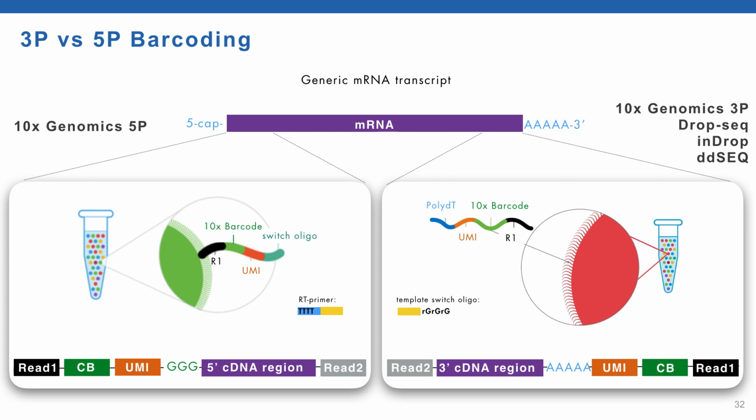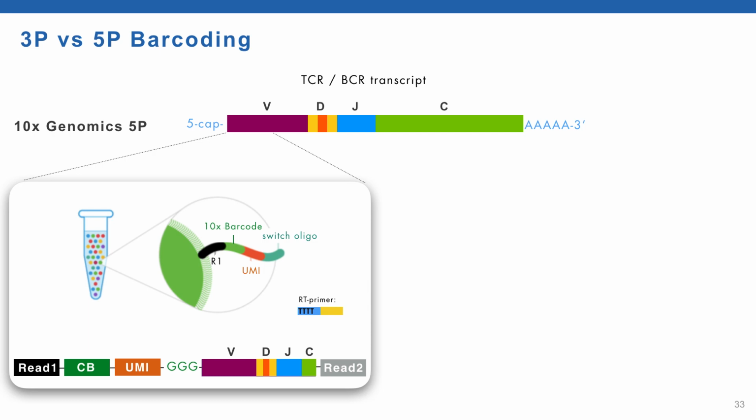But you can still use that to quantify transcript expression. But the other thing it enables you to do is for 5' variable genes to specifically amplify and make libraries from. And this is especially useful when trying to decode the paired expression of T cell receptor and B cell receptor transcripts in immune cells.